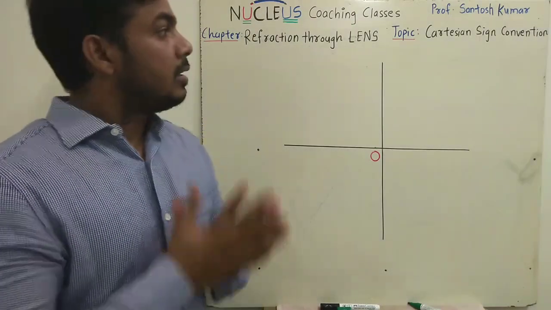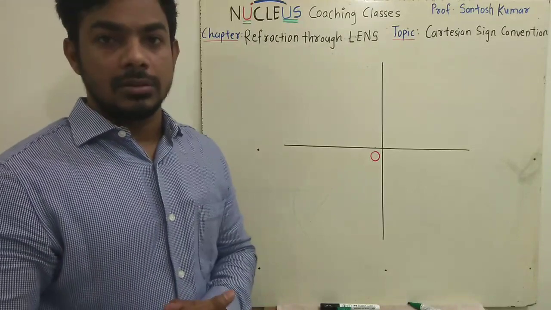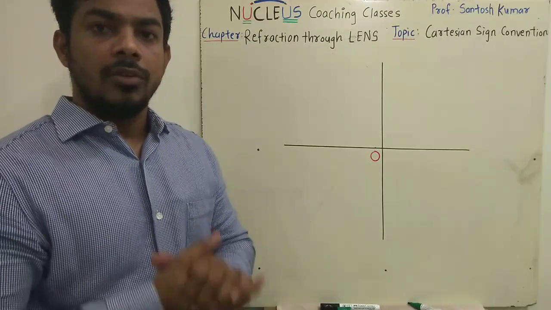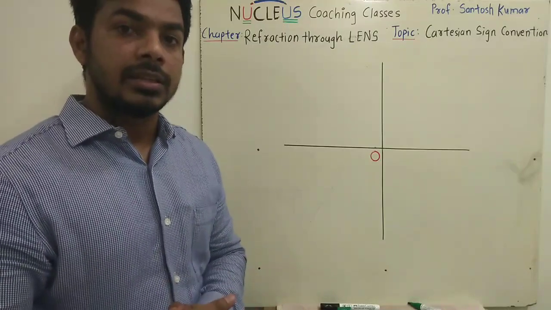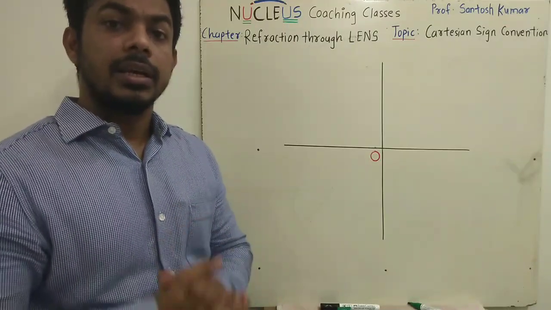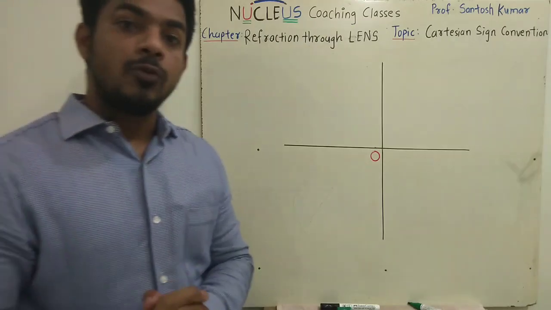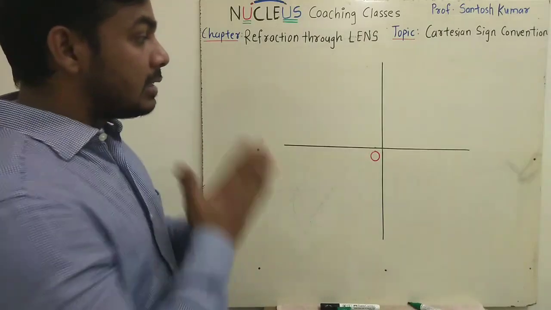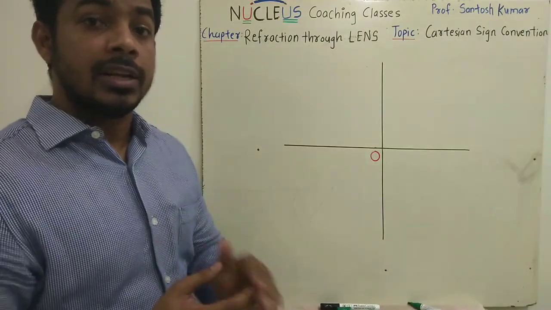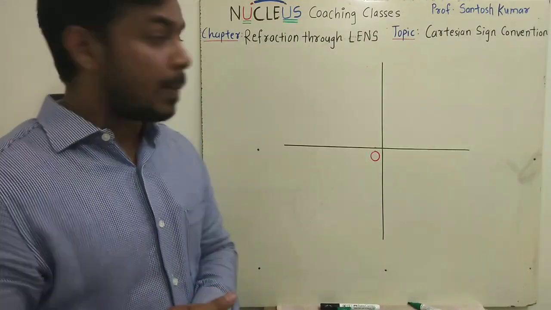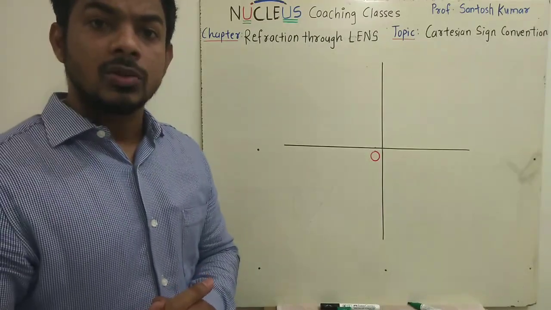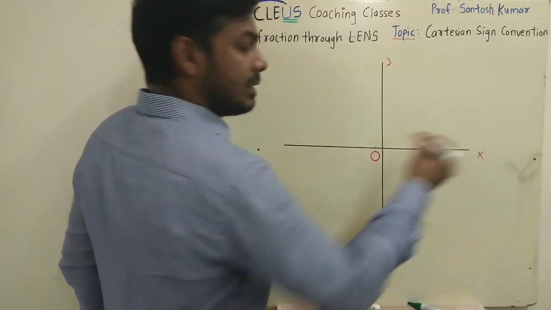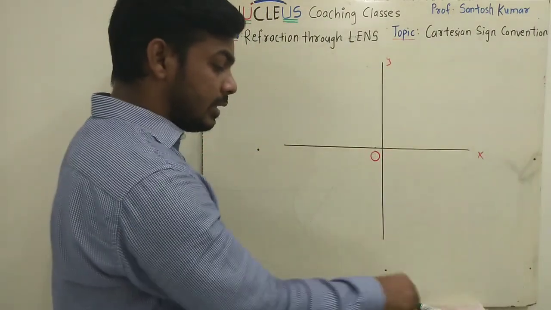Let us now study Cartesian sign convention. Studying the concept of Cartesian sign convention will help us to calculate various distances like object distance, image distance, height of object, height of image and focal length of a lens while studying the construction as well as calculating the numericals.